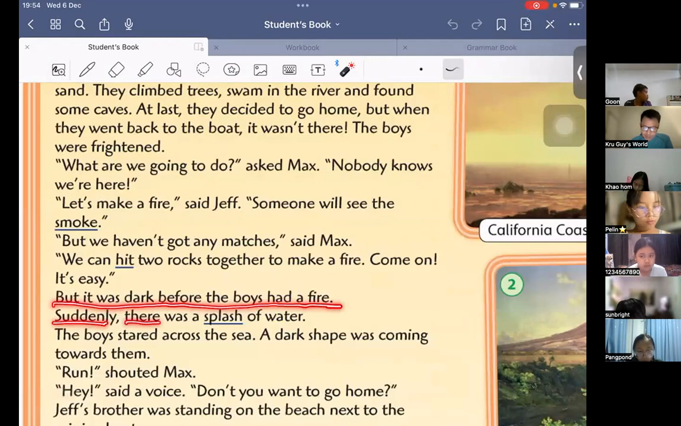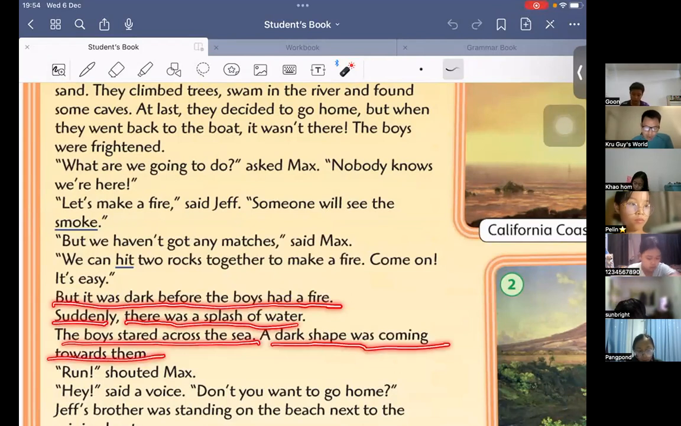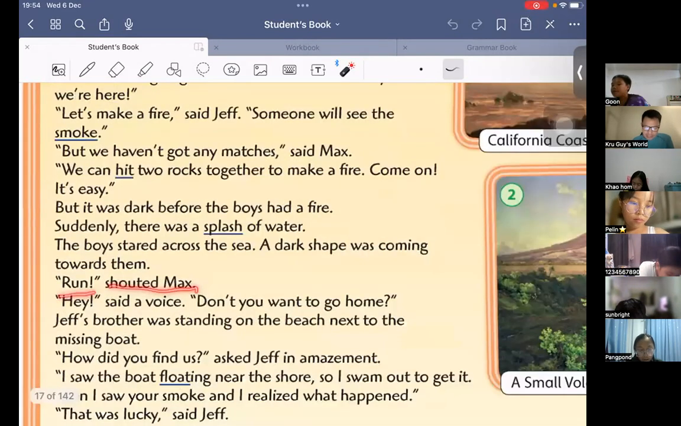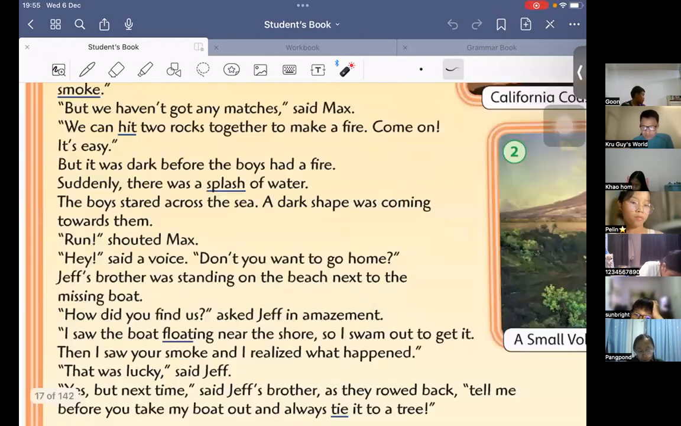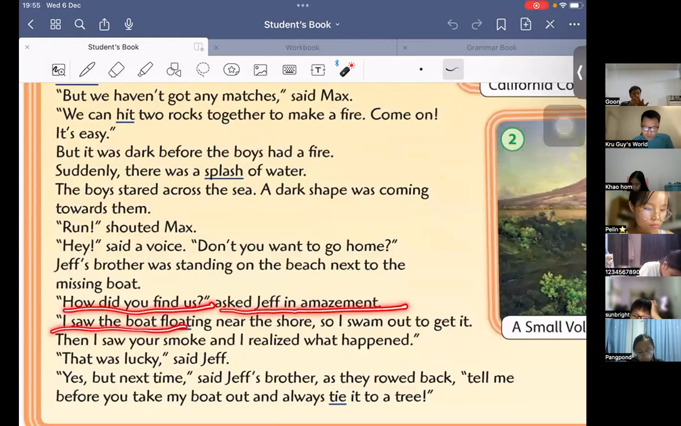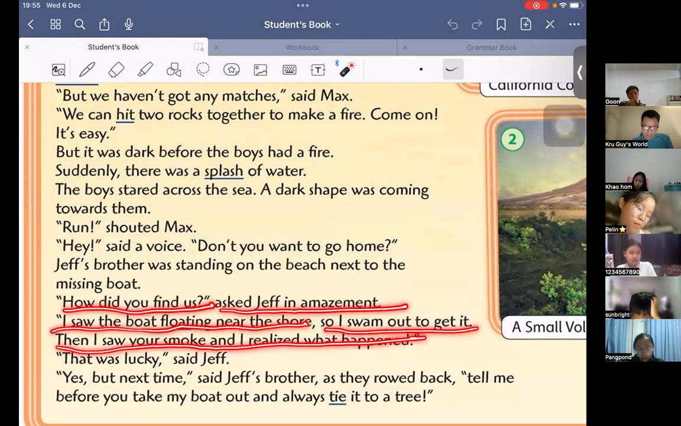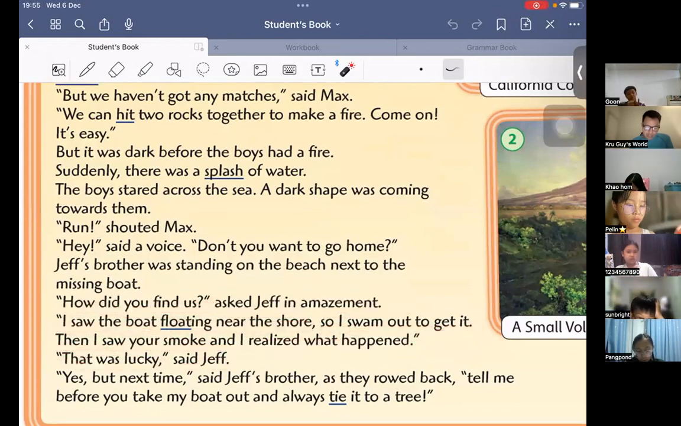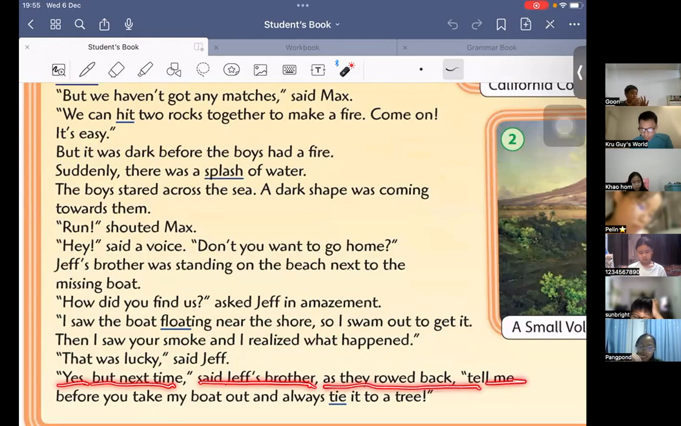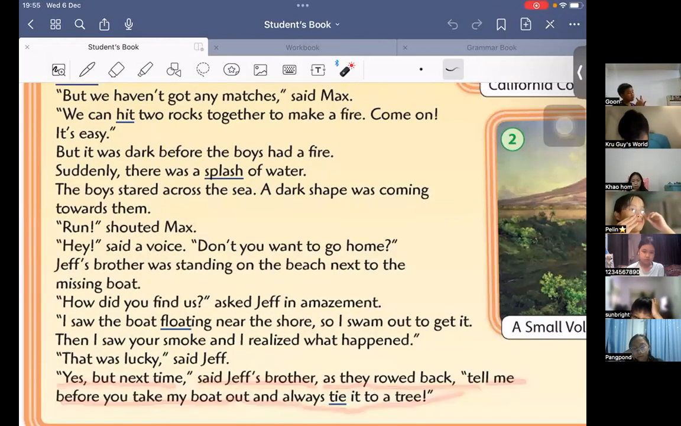Suddenly, there was a splash of water. The boys stared across the sea. A dark shape was coming toward them. "Run," shouted Max. "Hey," said a voice. "Don't you want to go home?" Jeb's brother was standing on the beach next to the missing boat. "How did you find us?" asked Jeb in amazement. "I saw the boat floating near the shore, so I swam out to get it. Then I saw your smoke and I realized what happened." "That was lucky," said Jeb. "Yeah, but next time," said Jeb's brother, as they rowed back, "tell me before you take my boat out and tie it to a tree."